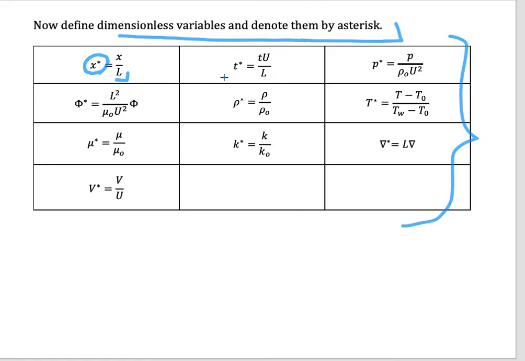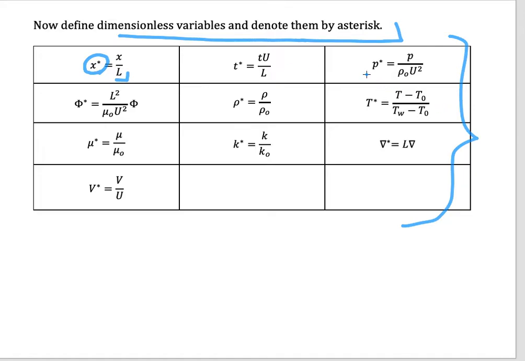If we have time t, then we have t times u, the velocity, over L. You know that we cannot just say we divide the current time by a reference time, because it would give a wrong interpretation. Time is quite a unique parameter, so we do not divide just like that. Okay, so we are using this.